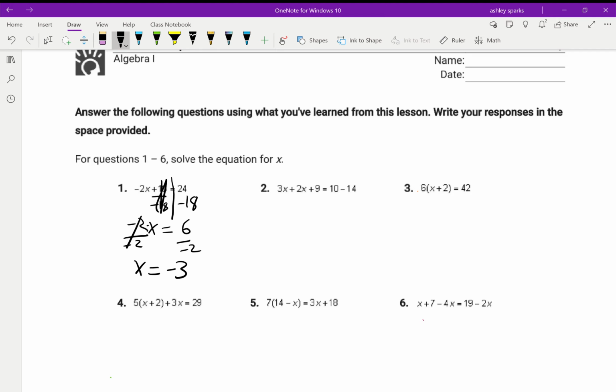Most of the problems you're going to see are going to come back to this. This is a two-step equation. So no matter how complicated they appear, this is our goal. So my next problem.